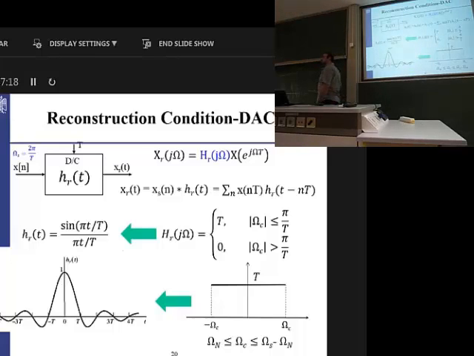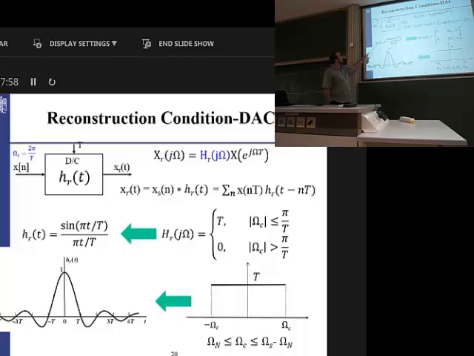But based on the duality, if we have something like this in the frequency domain, such a thing in the frequency domain gives us a sinc function in the time domain. So the corresponding representation of this ideal filter in the frequency domain is this filter in the time domain. It's just to say that the value of x[n] should be convolved with this time domain filter to be able to reconstruct the signal without any changes.